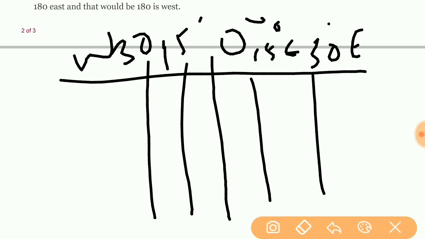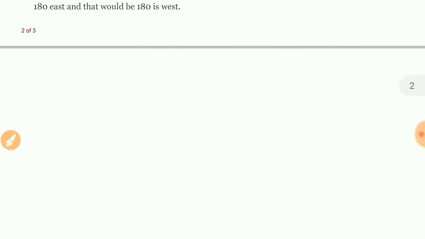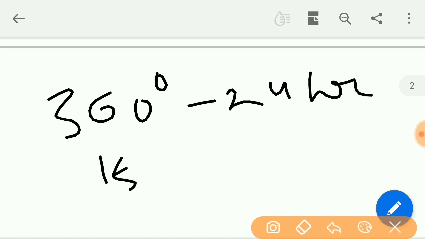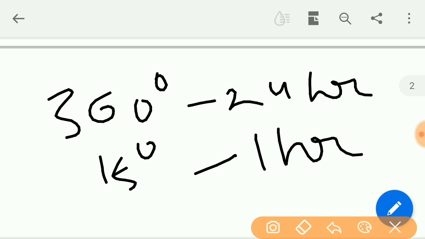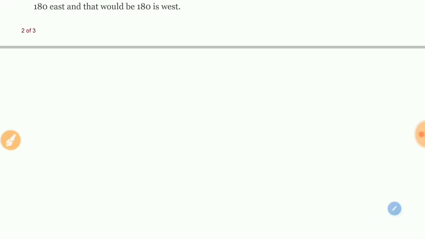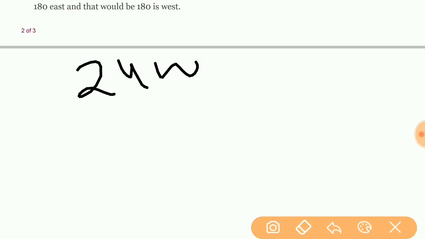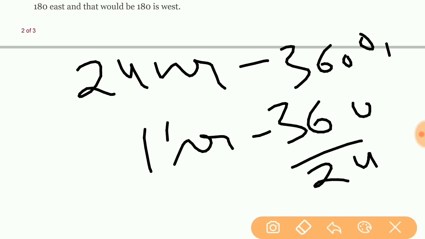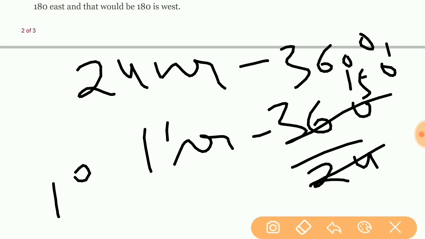As we know, Earth rotates 360 degree in about 24 hours, which means 15 degree in 1 hour. How will it come? We have 24 hours, 360 degree rotation. In 1 hour, 360 divided by 24 gives us 15 degree. Or in 1 degree we have 4 minutes.